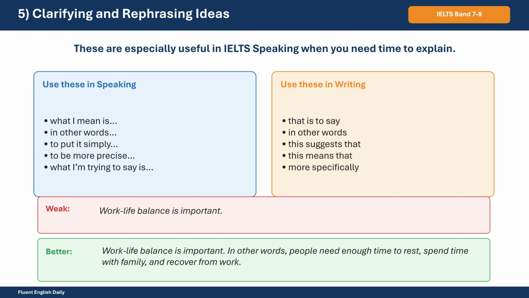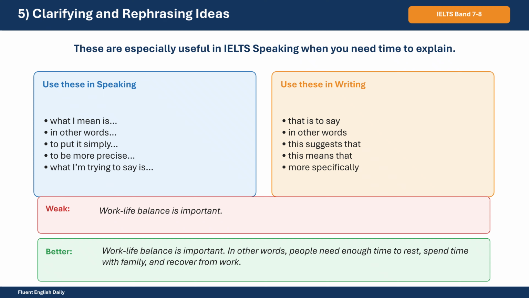For example, "Living in a large city can be exhausting. What I mean is, people often have to deal with traffic, noise, and a faster pace of life." These expressions help you develop your meaning while maintaining fluency.